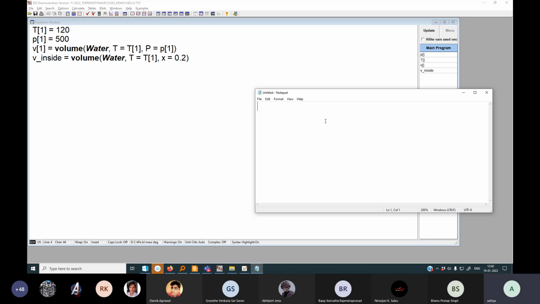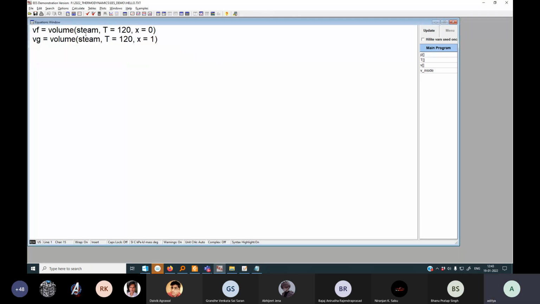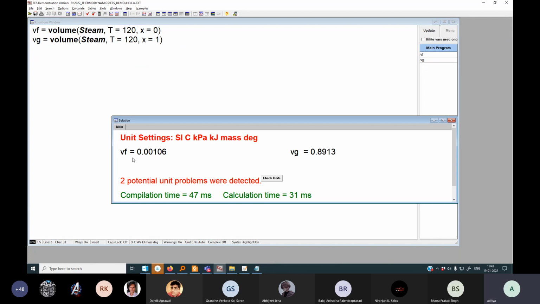So I would say Vf is equal to volume of water. I mean, you could write water, you could write steam, doesn't make any difference. So T equal to 120, X equal to 0. Then Vg will be volume of steam, T equal to 120, X equal to 1. Alright. So first let us just query these 2 points. I've pasted it, I will run it. So I get 0.00106, 0.8913.